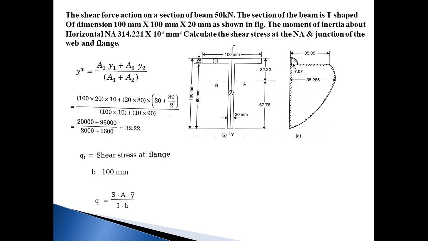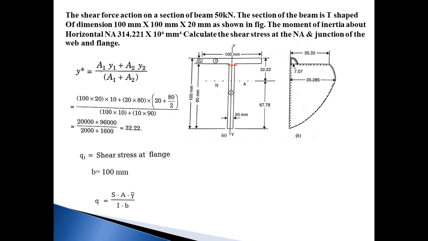Before solving the problem, we calculate the neutral axis distance, that is, y bar of the section. This is a T section, which splits up into two rectangles. The first rectangle has dimensions 100 by 20 mm, and the second rectangle has a width of 20. Now 100 mm is the overall depth, so the web depth is 80 mm.